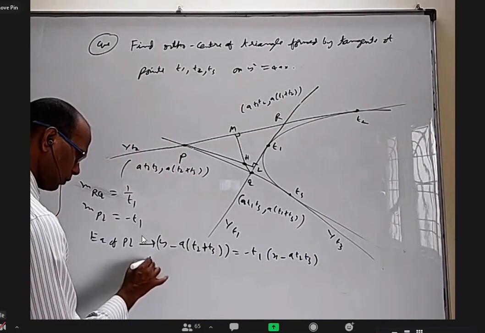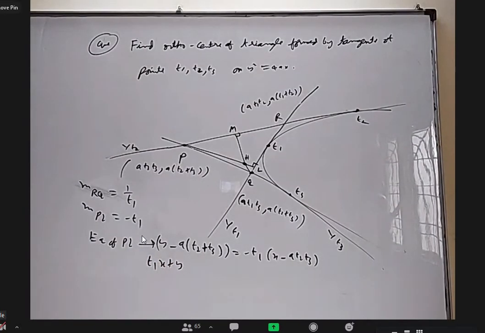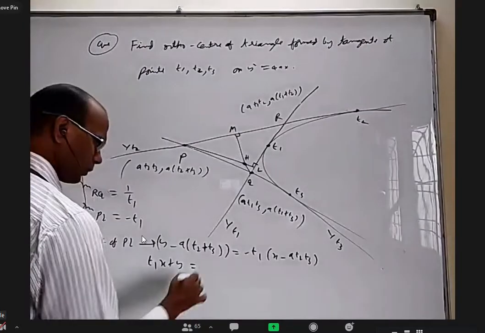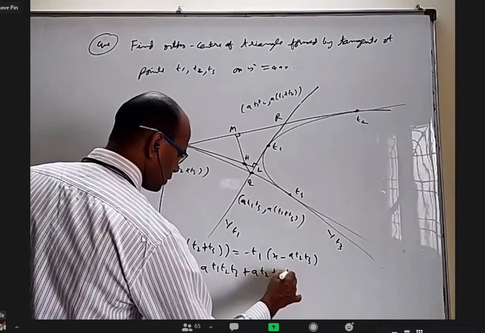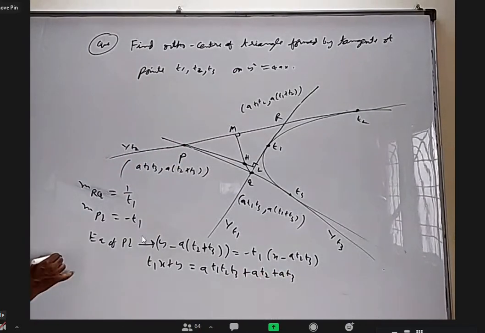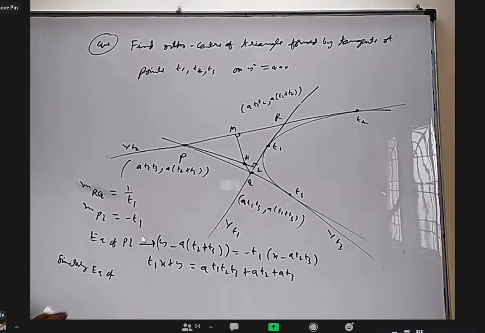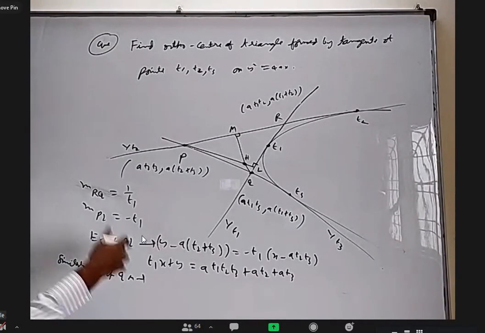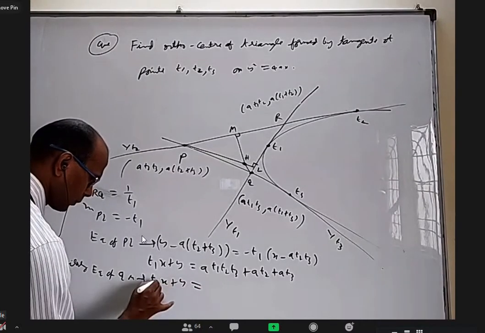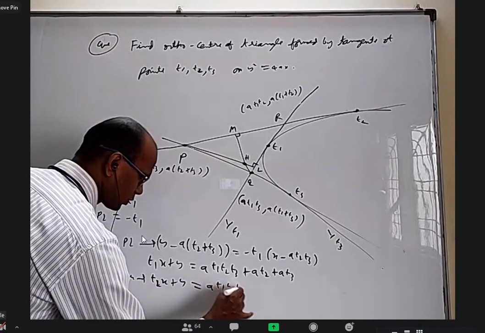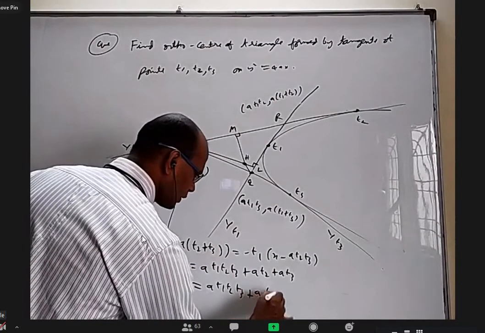Expand, bring it to one side, it will become T1x plus y equal to aT1T2T3 plus aT2 plus aT3. I think I can write the other one similarly. Similarly, equation of QM: wherever T1 is there, T2 will come. That's why T2x plus y equal to the same aT1T2T3. When 1 was there, 2 3 came. When 2 was there, 3 1 will come, or 1 3 will come: aT1 plus aT3.